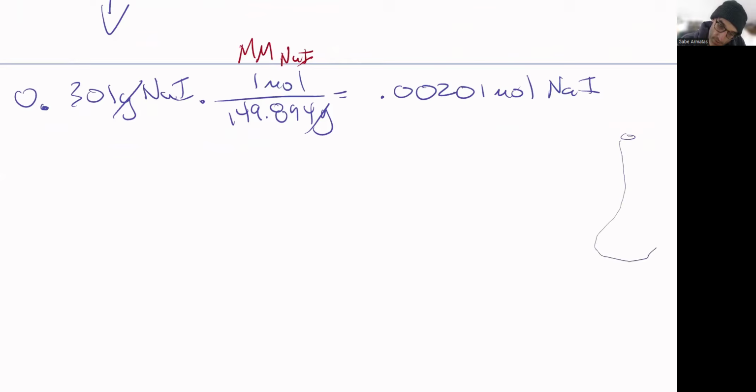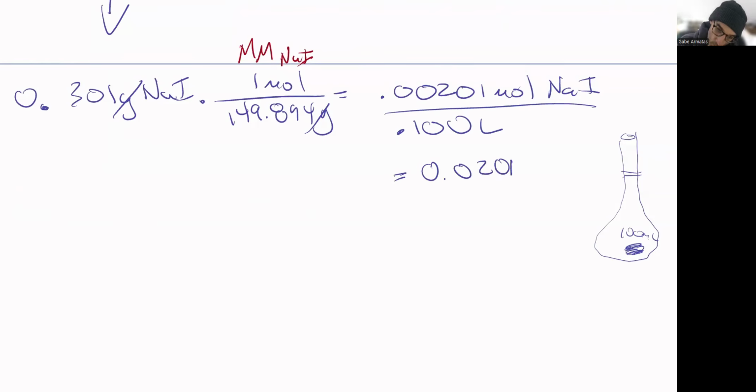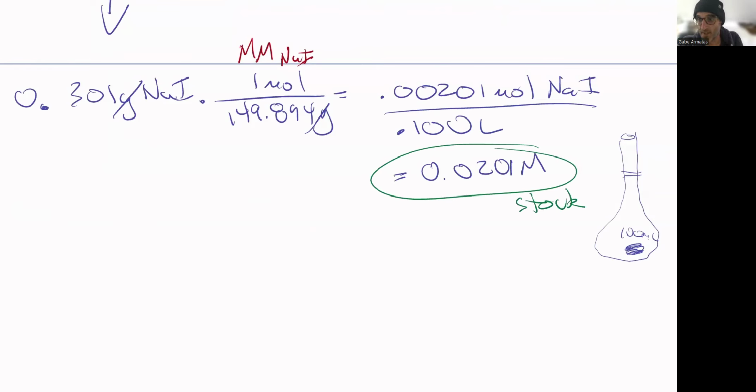But of course, we're going to take this and put it into a 100 milliliter volumetric. So there's my 100 mils. I'm going to put my 0.301 grams in there and dissolve it. So I need to divide by 0.1 liters, or 100 mils. And I end up with a concentration of 0.0201 molar. And this right here is my stock solution, my starting point.